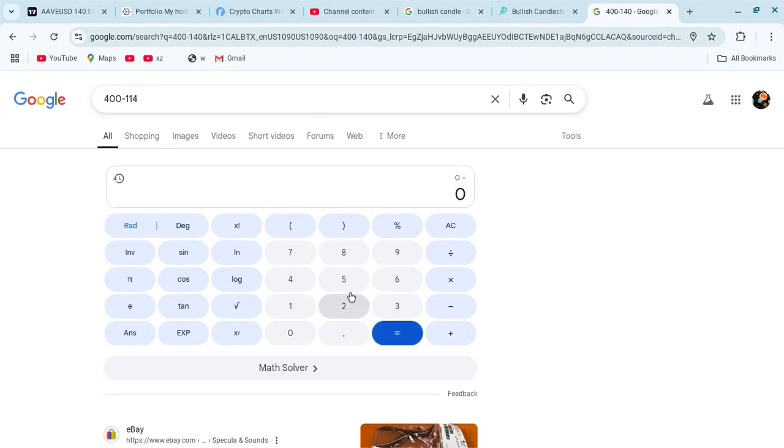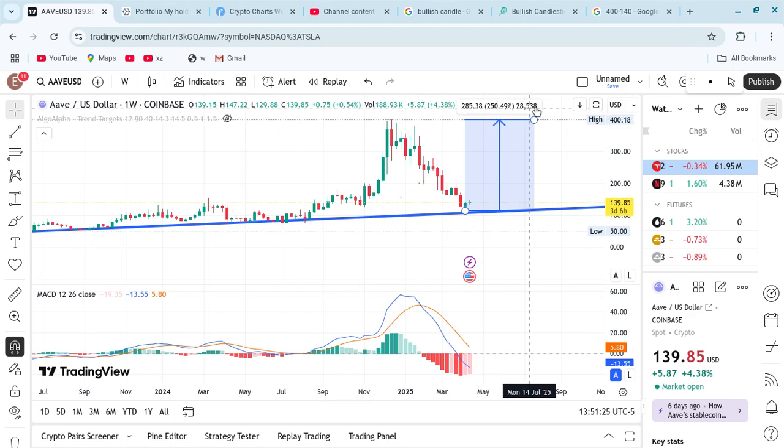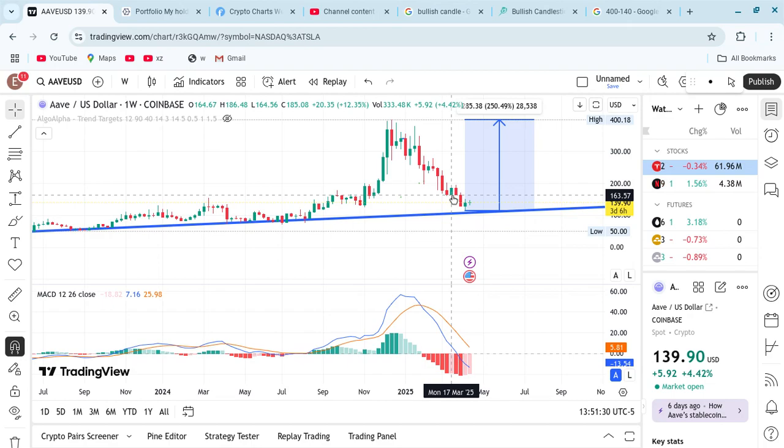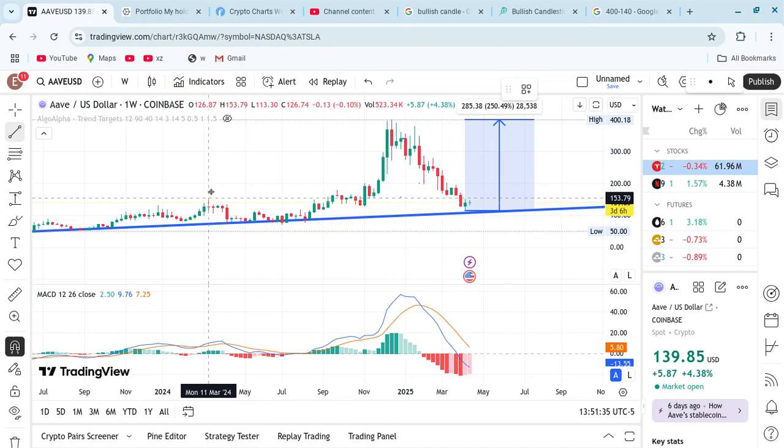So we go down here, hit $400 minus 114, you get 186. That's why you see the difference between 285, 286. Imagine who missed this one, guys. Are you serious? Do you think this thing is going to?